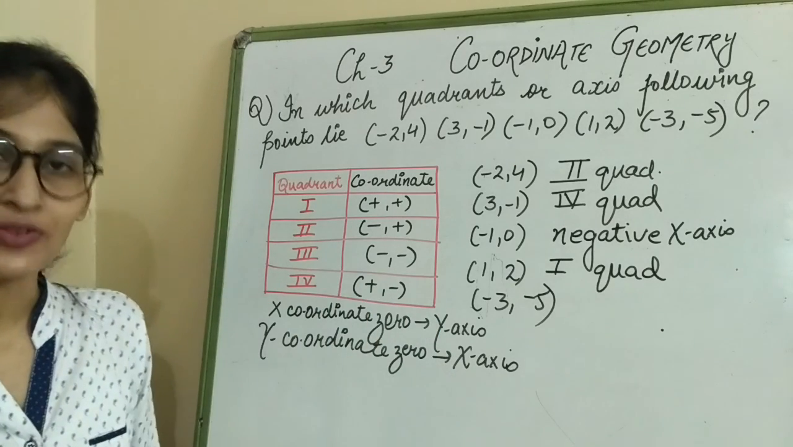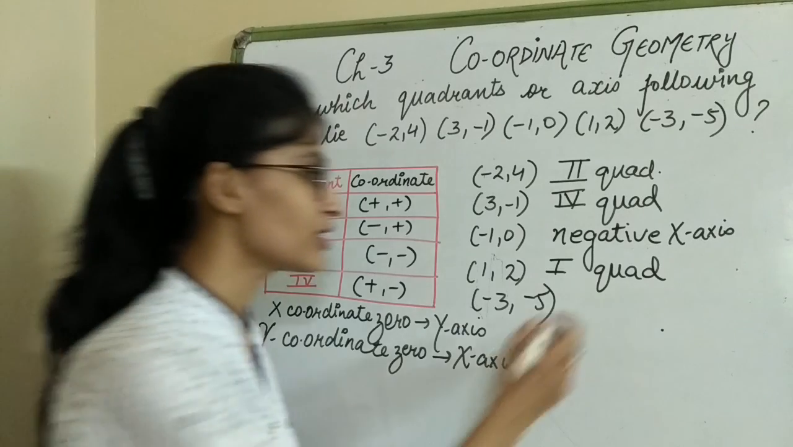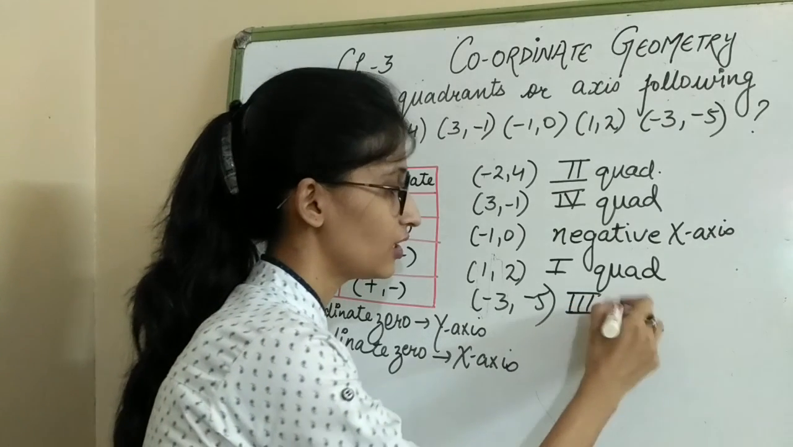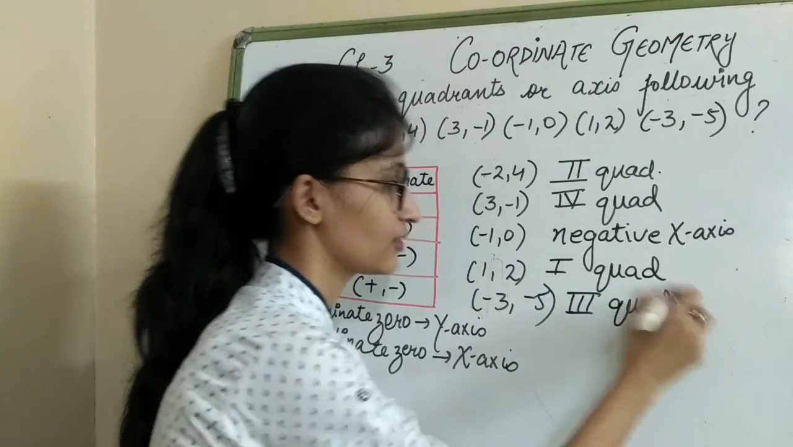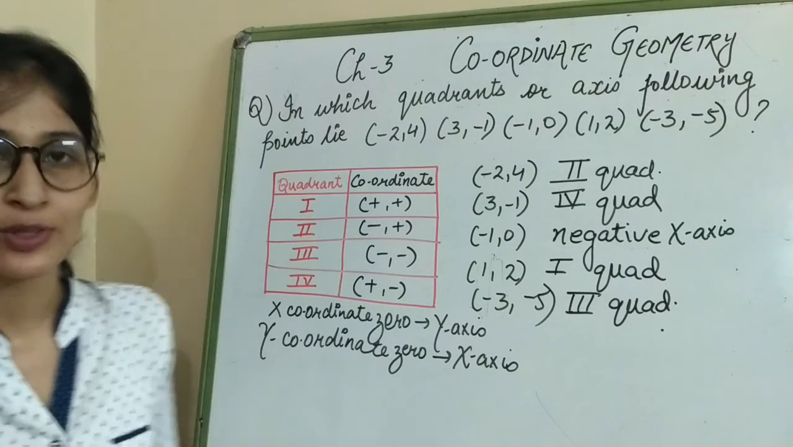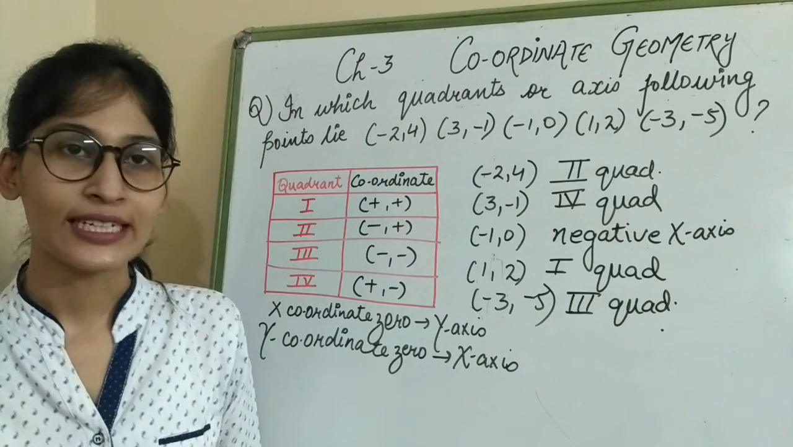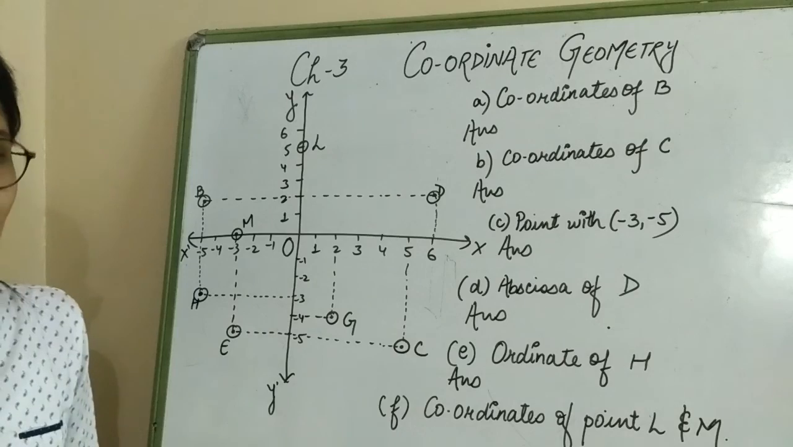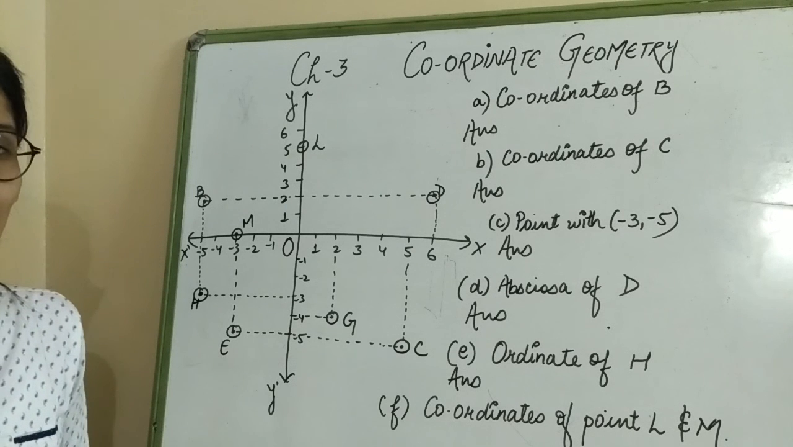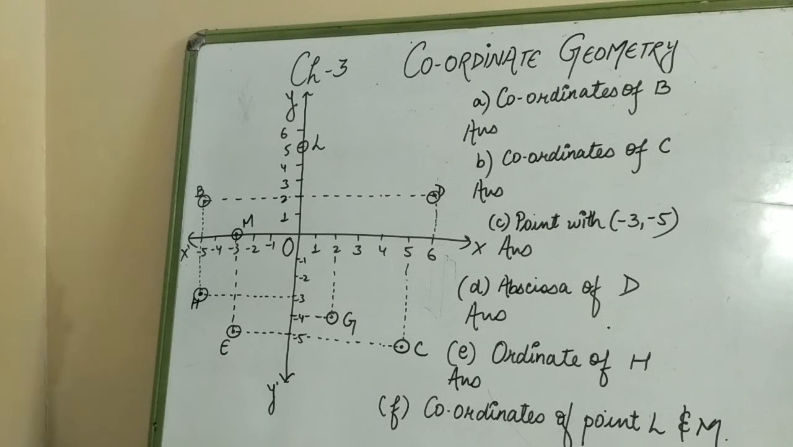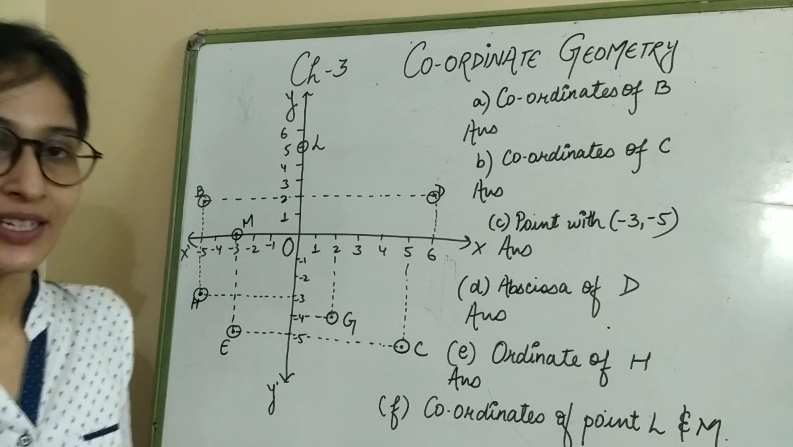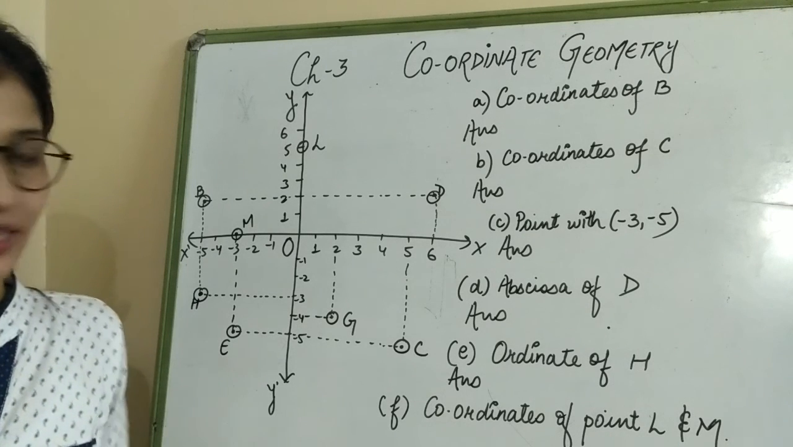If both are negative, it is the case of the third quadrant. So this point will be lying in the third quadrant. This is how we are going to judge, by looking at the coordinates, in which quadrant they lie. We are given a certain graph and asked questions based on it. For example, the first question asked here is: write the coordinates of the point B.